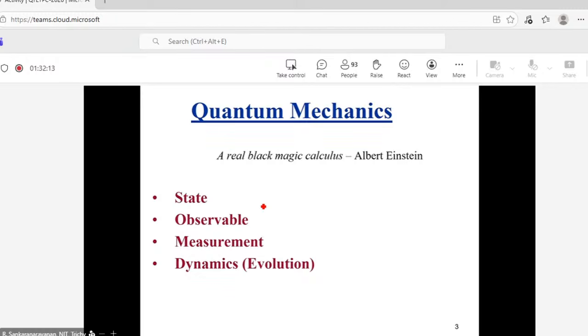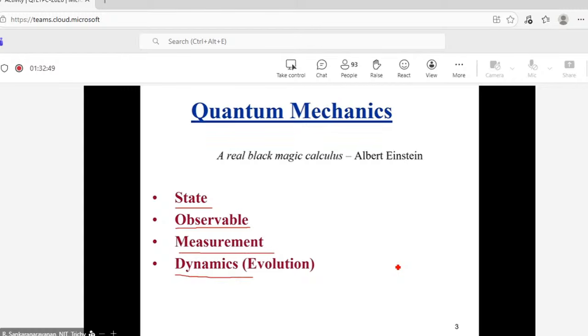So the idea is actually to refresh the basics required for quantum mechanics. Before we really get into quantum mechanics and its applications from the computational point of view, we need to understand some of the basic postulates. The first postulate is the state. The second one is the observable. Third one is the measurement. And fourth one is the dynamics. Okay. So there are four postulates upon which quantum mechanics has been built very carefully and systematically.